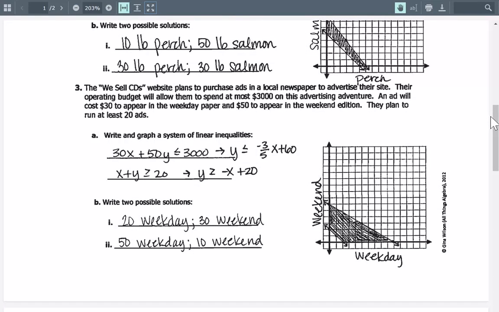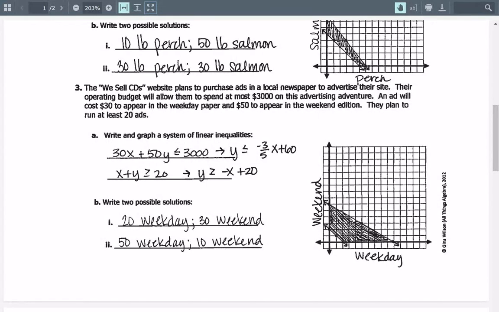In this example, We Sell CD's website plans to purchase ads in a local newspaper to advertise their site. Their operating budget will allow them to spend at most $3,000 on this advertising adventure. An ad will cost $30 to appear in the weekday paper and $50 to appear in the weekend edition. More people read the newspaper on the weekend, so they'll get more readers to see their ad on the weekend. That's why it costs more.